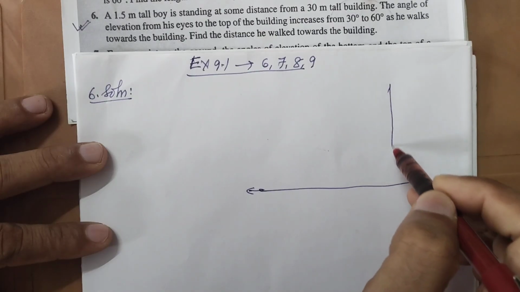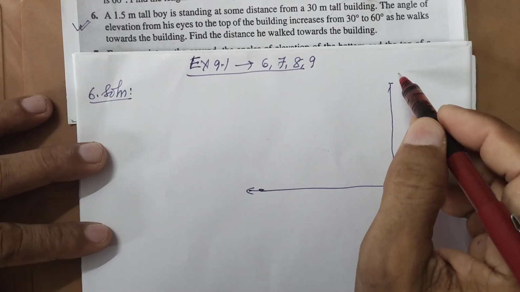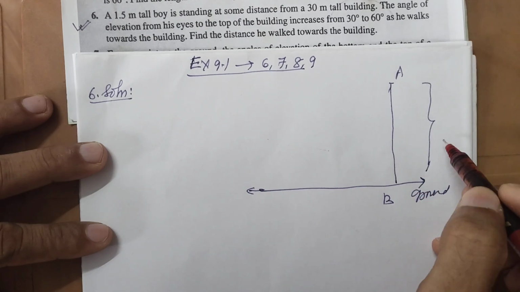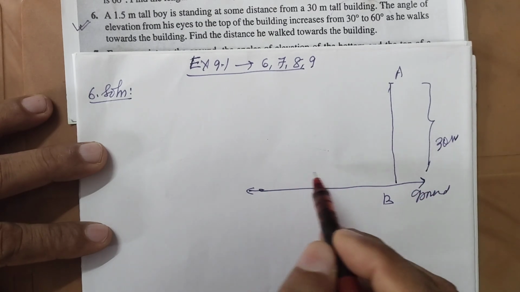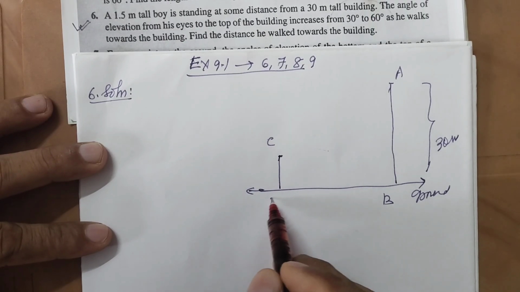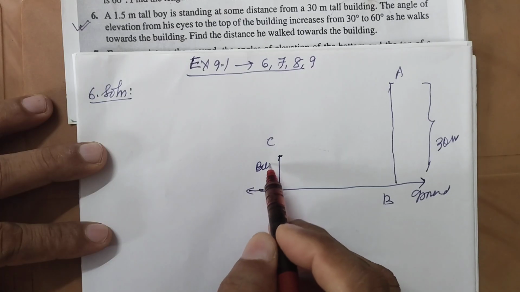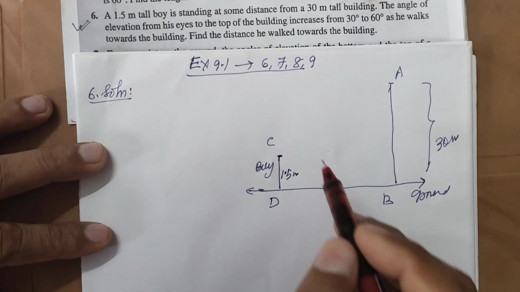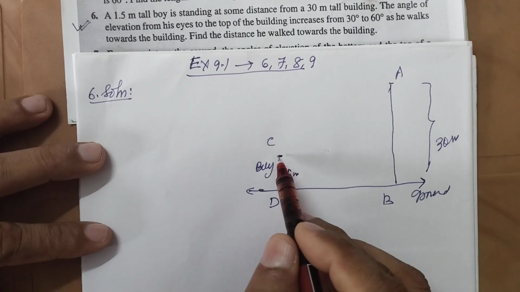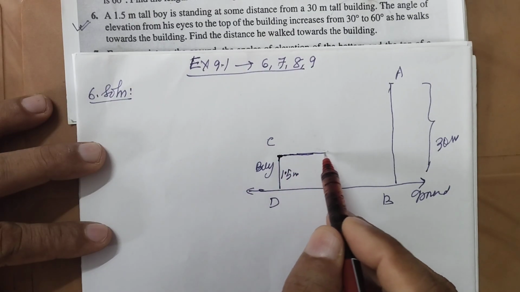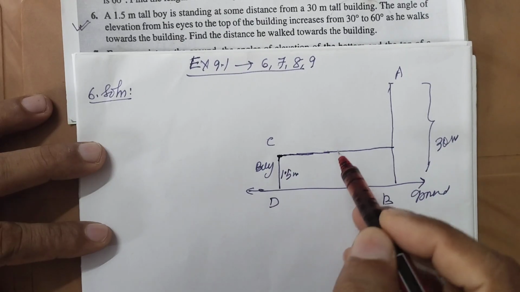On the ground level, a building, let AB be the building. Its height is how much? This building height is total height 30 meter. And CD is a boy whose height is 1.5 meter. This is the eye of the boy. The boy is standing, so this is the level of the eye of the boy. So at the level of the eye of the boy, you have to draw a horizontal line.